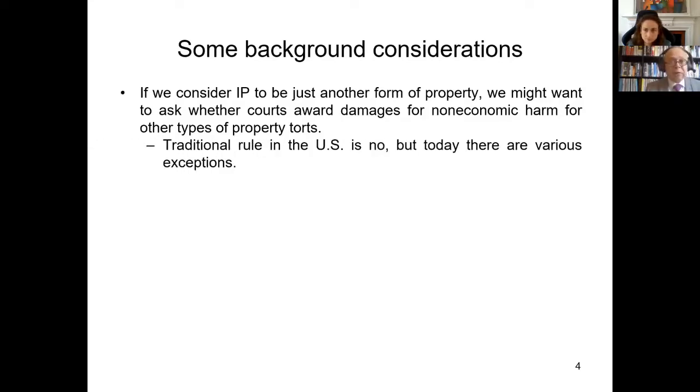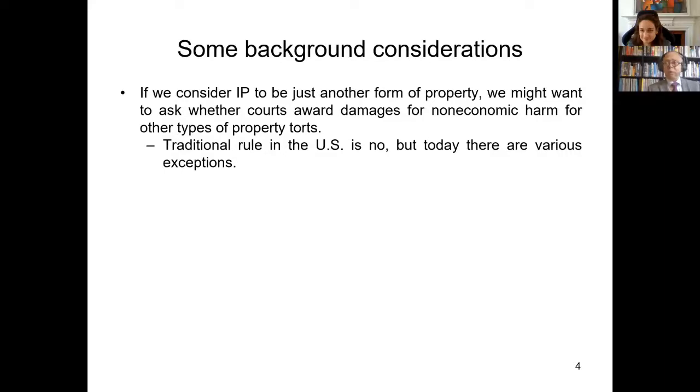And the answer, at least in the US, and I believe this is at least roughly speaking true in other common law jurisdictions as well, is that the traditional rule was no, that courts usually would not award damages for non-economic harm in response to trespass or conversion of personal property, that sort of thing. Although, as I explore at the very outset of the paper, beginning at around page 10, there actually are a number of exceptions to this rule.